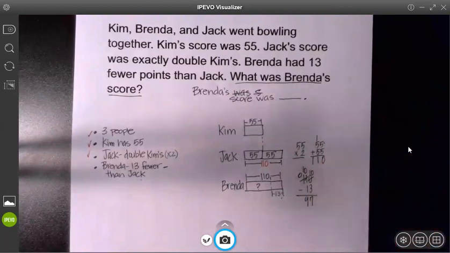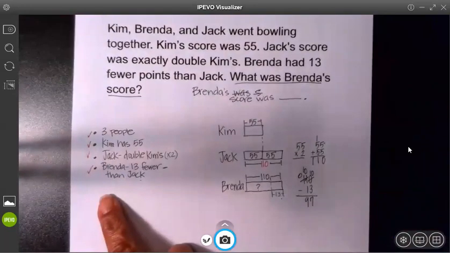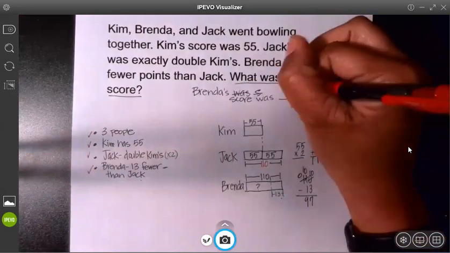So now we can fill in our sentence stem, because now we are complete. Everything on our checklist has been checked off. So we can say Brenda's score was 97.